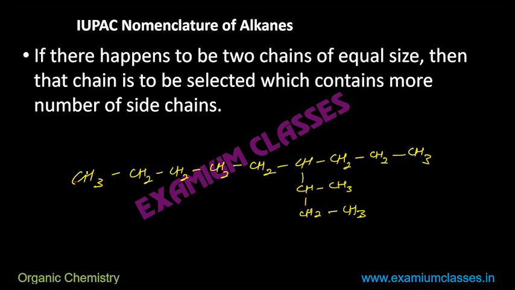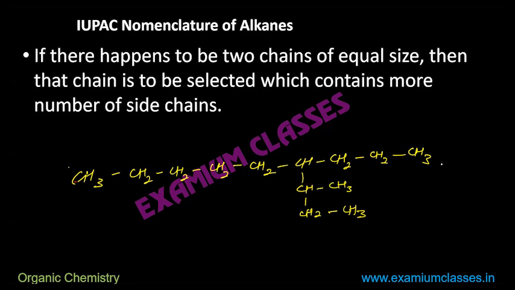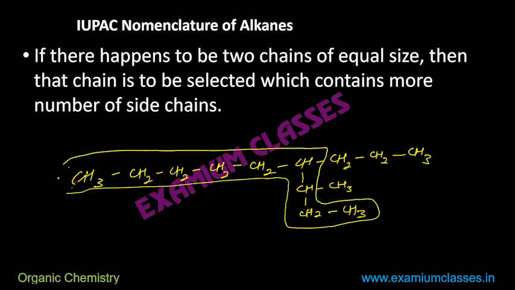Okay, now if you are asked about that, which one will be the longest chain? If you think that this is the longest chain, which has 1, 2, 3, 4, 5, 6, 7, 8, 9 carbons, then it is wrong, because we have another chain of 9 carbons in sequence attached to one another. This is one chain, 1, 2, 3, 4, 5, 6, 7, 8, 9.